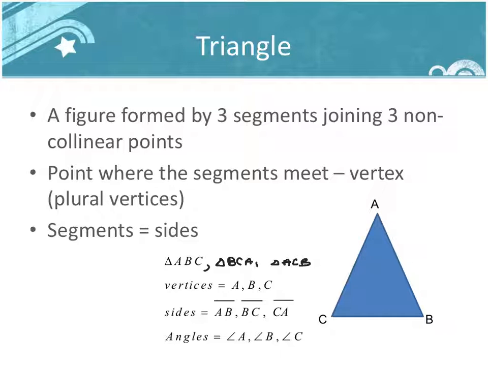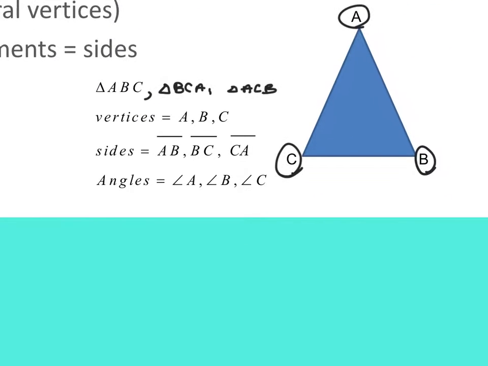The vertices would be A, B, and C, since these are points. The sides are AB, BC, CA. And those letters don't have to be in that order. They could also be BA, CB, AC. They don't need the segment on top of them. That's implied segment, okay? And then obviously the angles that are formed are A, B, and C. These don't share the vertex, so you can use just a single letter.